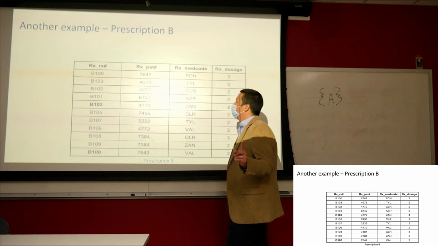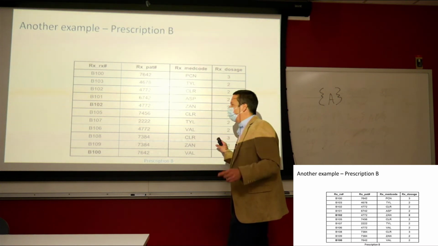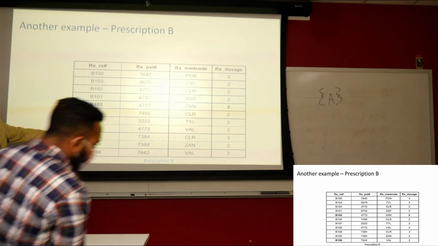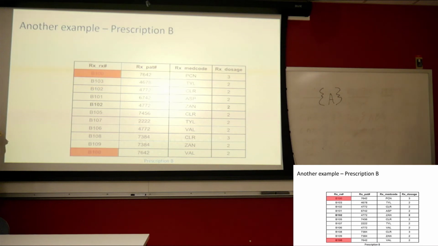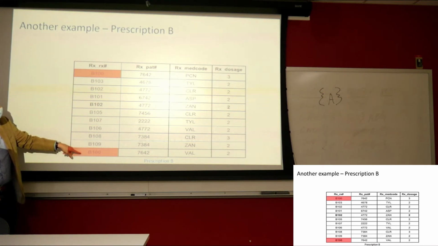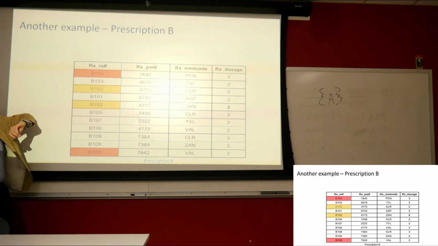Let's do another one. This looks quite a lot like what we just did, except there are some slight differences in this table or this set of data and what we looked at just a moment ago. I'll point out to you here that prescription number is no longer a unique identifier. We have two different prescription 100s. We have two prescription 102s.